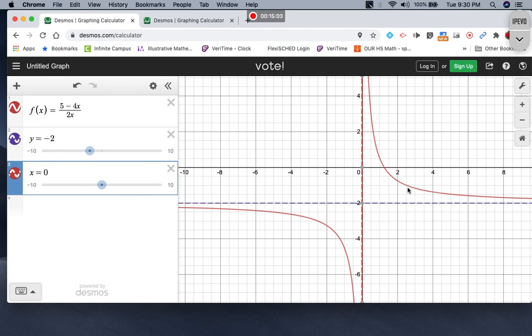And sure enough, we can see it doesn't cross the y-axis, so we're at 0. We level off at -2.